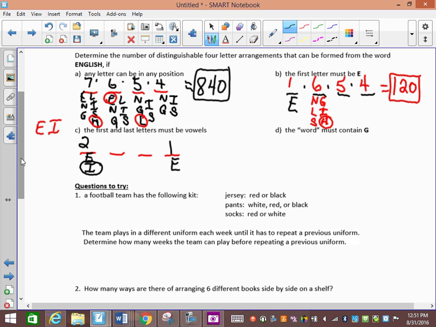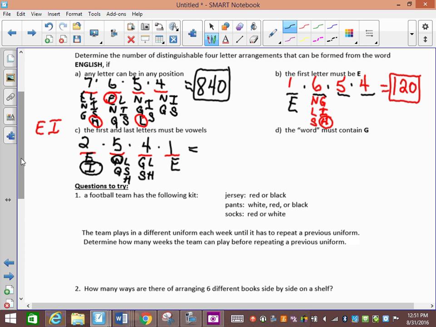So I can have an N, a G, an L, an S, or an H, because I use up the E and the I. These have to be consonants because I only have 2 vowels. So 5. And then say I keep the N there, I have the G, the L, the S, the H, so I have 4. Then the last is 1. 2 times 5 times 4 times 1 is what case?